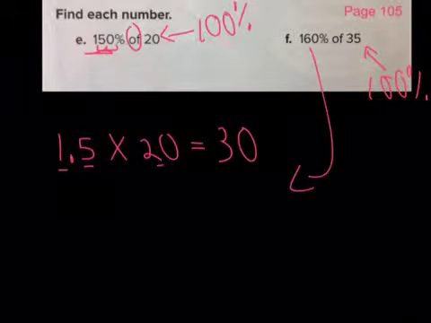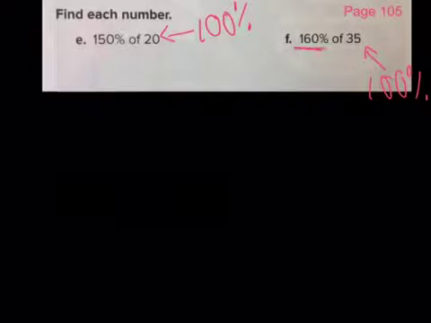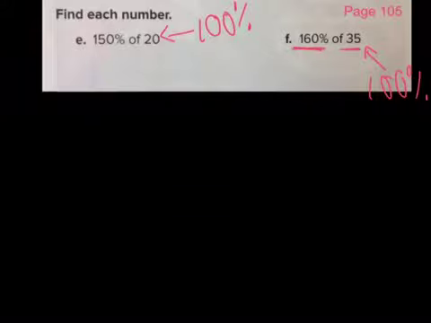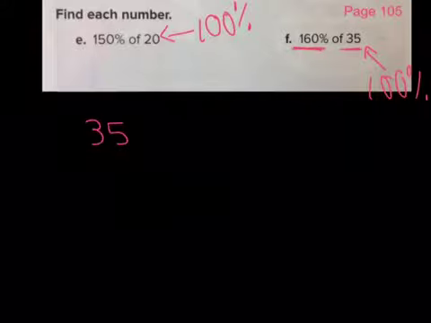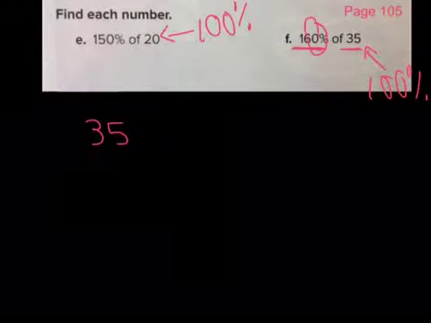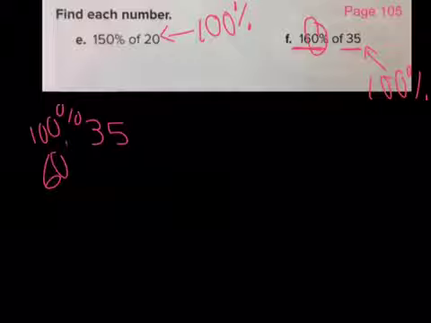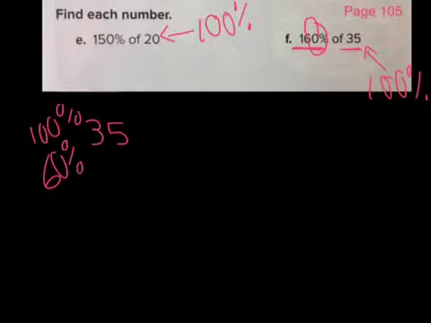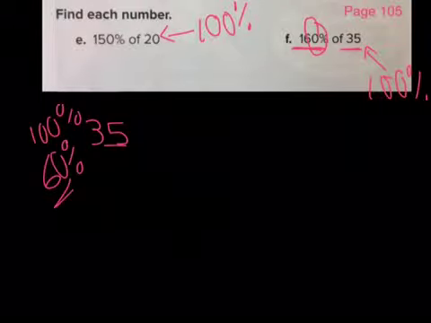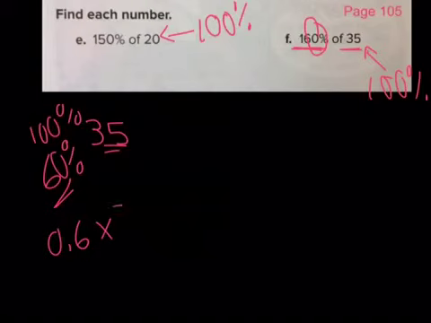Let's do F. Same concept. You already have 100% in here, so you know you're going to need 35. So you need at least 35, right? And now you need 60% as well. Okay, this is 100%, right? And now you need another 60% because it's 160% in total. What is 60% of 35? You can do 0.6 times 35. That'll give you an answer, okay?